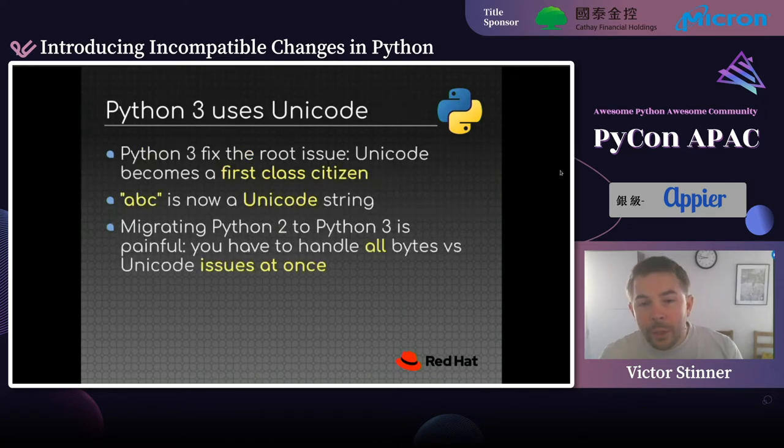The good news is that Python 3 decided to fix the root issue. Unicode became a first class citizen. For example, the same string "abc" is now a Unicode string. And the nice thing is that when you concatenate two strings, there is no encoding anymore. All is Unicode and it's just fine. But the issue is that when you take an application written for Python 2 and migrate it to Python 3, it's very painful because you have to handle all of these bytes versus Unicode issues at once. You cannot do an incremental migration because as soon as you start the application, you immediately get an error: you concatenate bytes and Unicode.